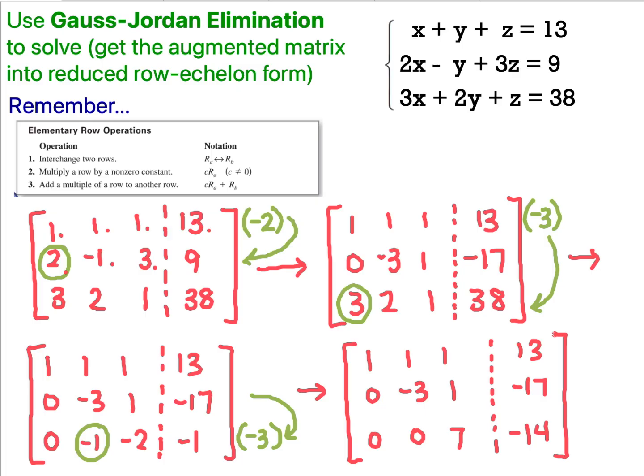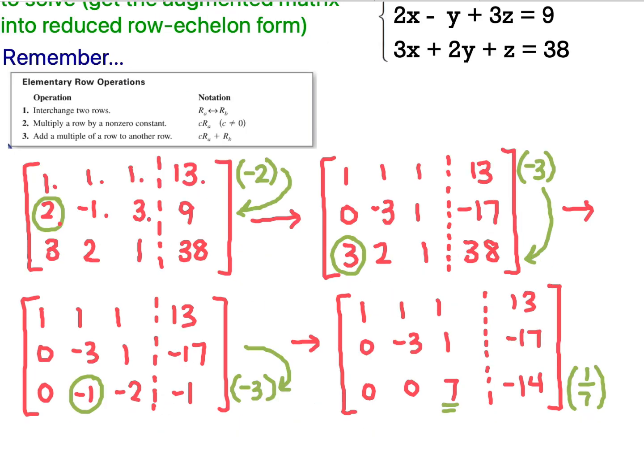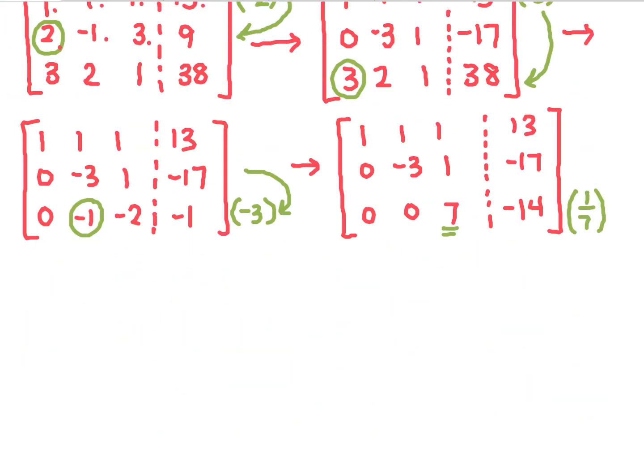I see a triangle of opportunity. The triangle is cleared out. You know what I want to do right now? I think I'll just go ahead and take this row times 1/7. Why not? Because then I can get a 1 right there. And then we'll move on to Jordan's job, which is to clear out the other triangle, right?